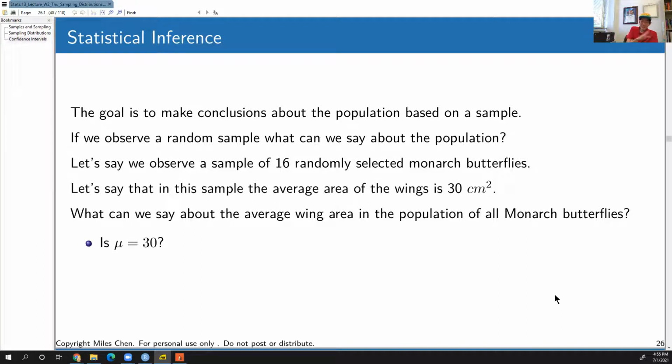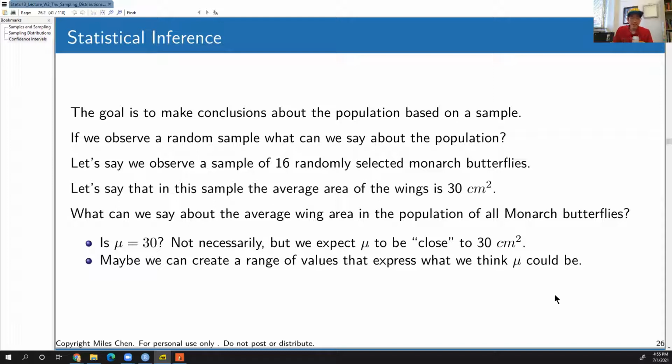Okay, so the idea here is if my sample has a mean of 30, does that mean the population mean is also equal to 30? I think our answer would be, well, probably close to 30, but I wouldn't expect it to be exactly equal to 30. And so maybe instead of saying the population mean is going to be exactly this value, we can say I think the population mean is going to be within some range, maybe like 29 to 31 or 28 to 32 or something like that. That's kind of what we want to do.